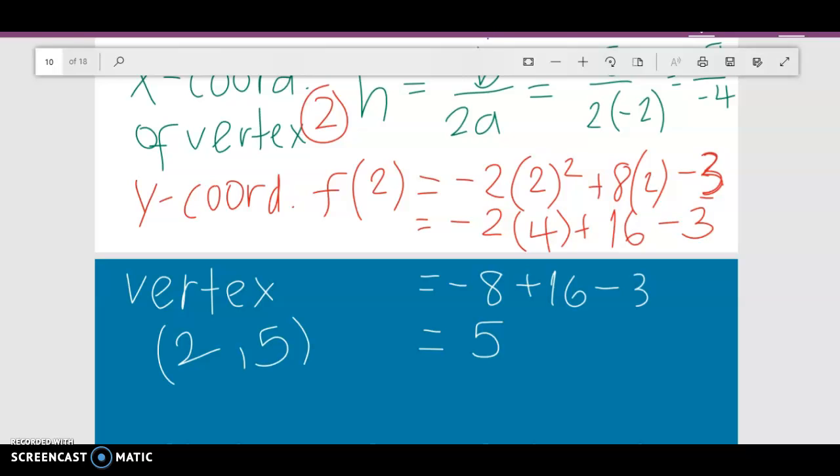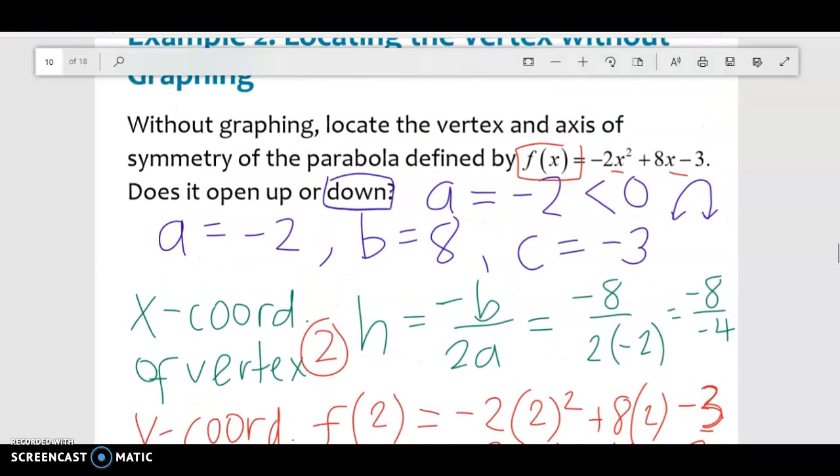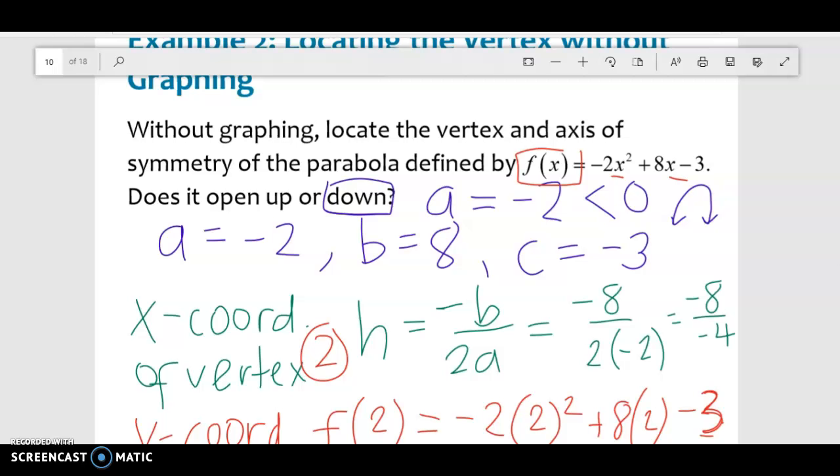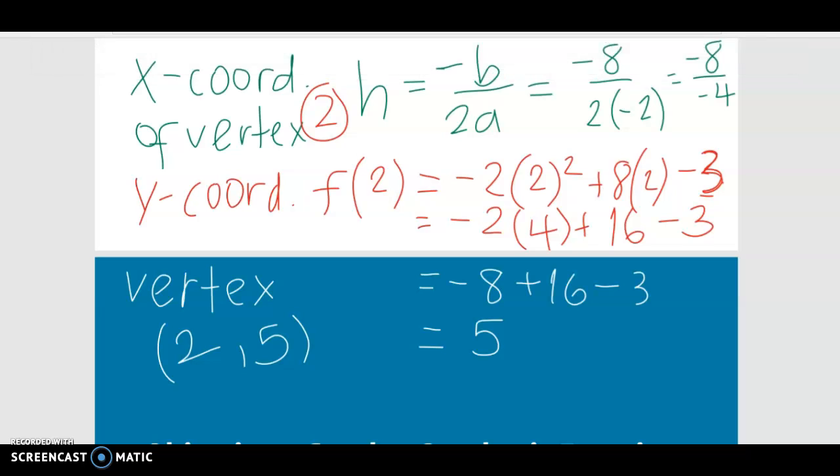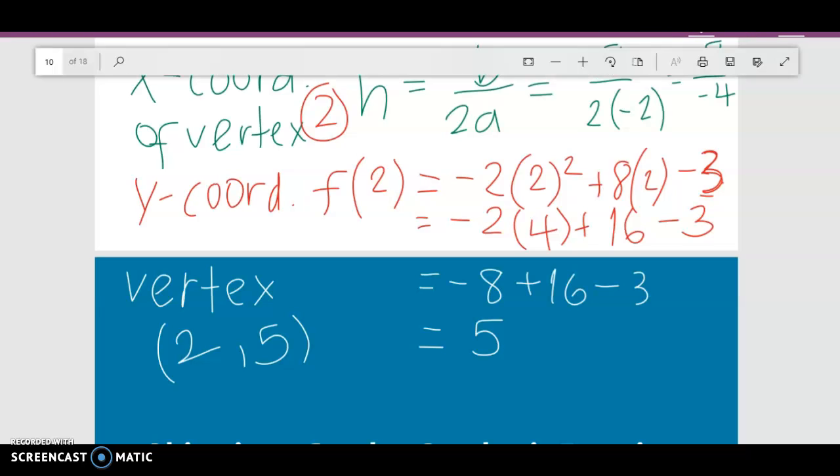Okay, let's see what else we were asked for. We were also asked, okay, locate the vertex. Oh, axis of symmetry. So once we have the vertex, we just take the x value of our vertex. So our axis of symmetry is x equals 2. So that'd be a vertical line going through the x-axis at 2. It also would go through the vertex because that's the x-coordinate of our vertex.